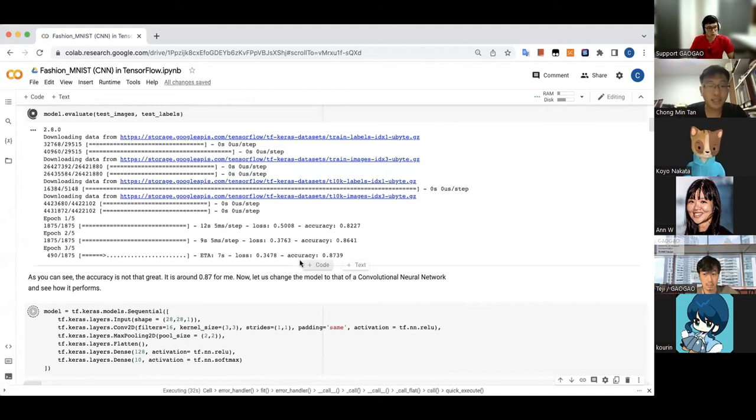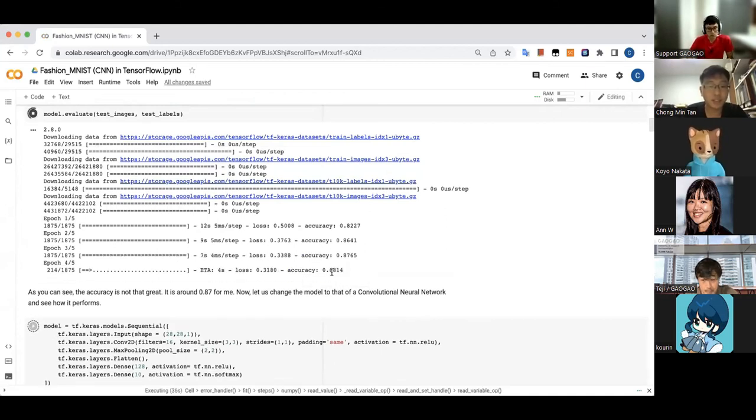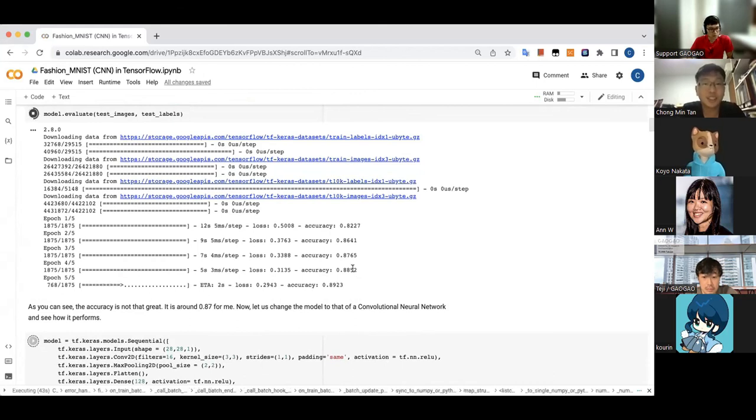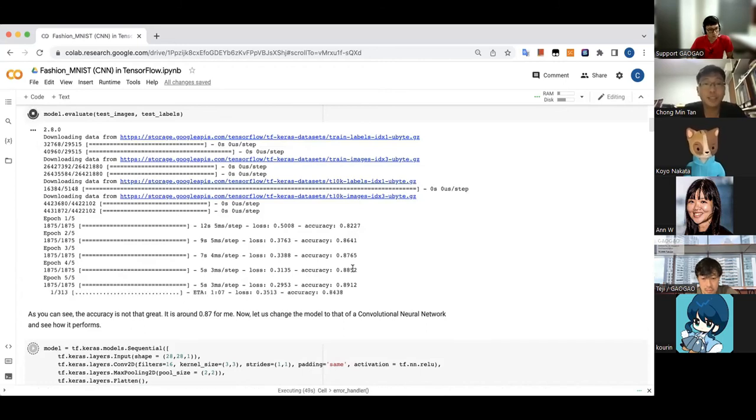So you can see that it's about 87% accuracy around there. Okay, wow, this can go up to 88. Okay, so we got lucky here. Sometimes the initialization can actually affect the model a lot. So now we got 89%. Okay, but usually it's maybe about 87, 88.